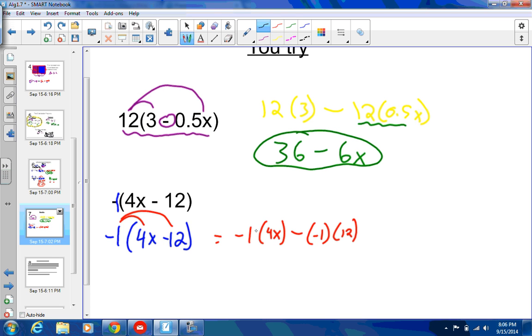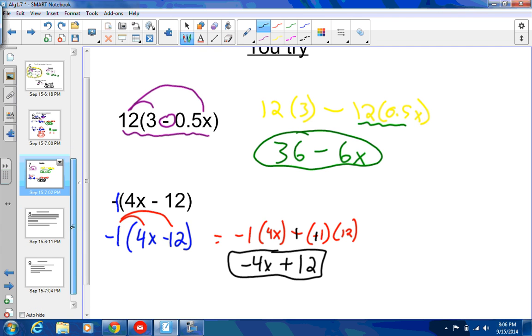What I would do then is multiply this one out. Negative 1 times a 4 would be negative 4, so the x. These both will make a plus, so we can add 1 times 12, which is 12. And we have our nice distributive form, negative 4x plus 12. So I hope you've got those. And if you didn't, make sure you fix them based on this problem.